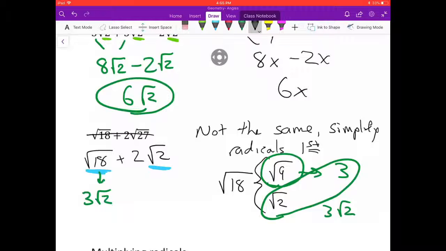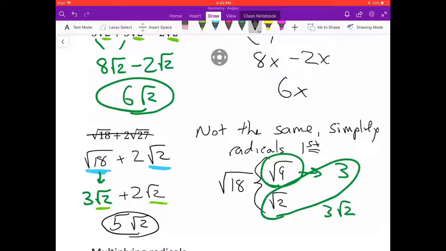Now, with 3 radical 2, I now have, as we spoke about in the beginning, the exact same radicals. Now I can treat them as if they're like terms, and I can put 3 radical 2 and 2 radical 2 together to get 5 radical 2.